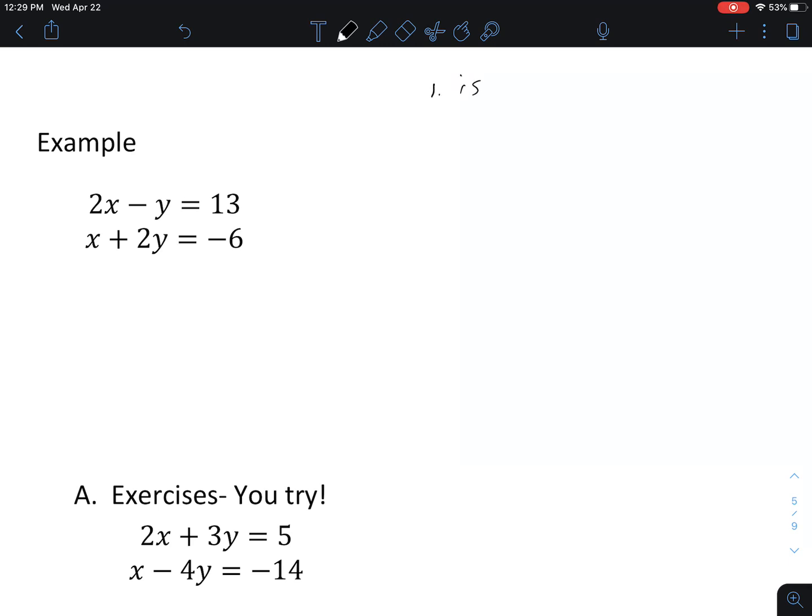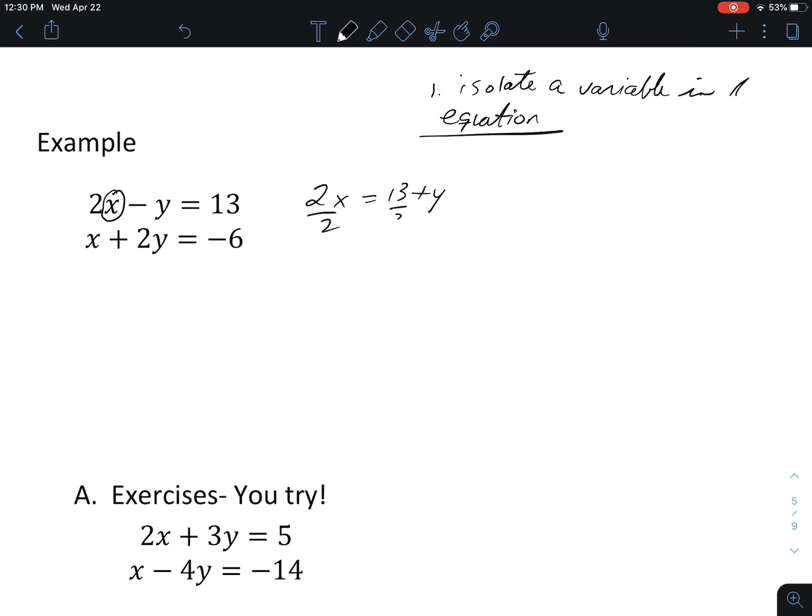Okay, so let's try that again in another problem. This one. My first step, again, is to isolate a variable of my choice in one equation. And I want to be smart about this. Can you see that if I were to isolate this x, I would go 2x is 13 plus y, and then I'd have to divide by 2. I'm going to get 13 halves and y over 2. That's going to be kind of ugly to deal with. I've got fractions there. I don't want to do that.